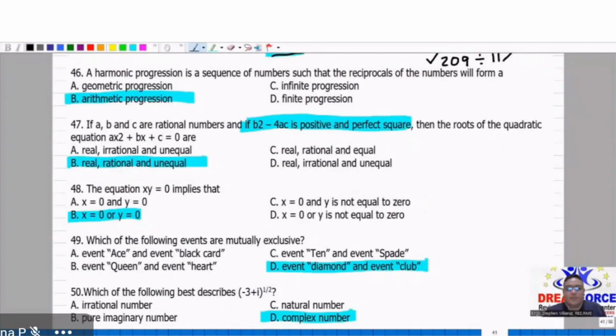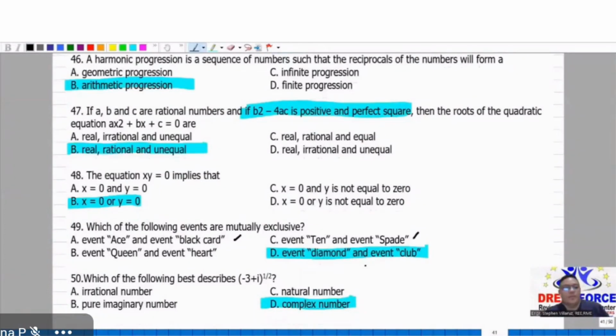When we say mutually exclusive, hindi pwedeng mangyari ng sabay. Okay? So, letter A, pwede to. Event na ace, yung mabunot, at saka black. Take note, merong black card na ace, yung spade at saka yung club. Next, yung B naman, queen and event heart. Meron naman tayong queen of hearts, di ba? So, pwede silang sabay. So, that is not mutually exclusive. Next, letter C. So, meron pa rin to, 10 of spades. Pero take note, letter D, hindi po ito pwedeng mangyari. Diamond na club. Okay, hindi po pwedeng mangyari yan.